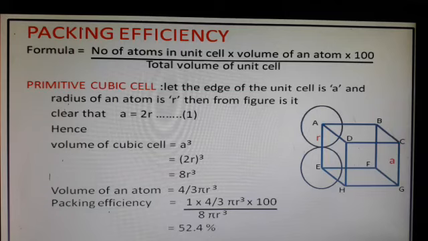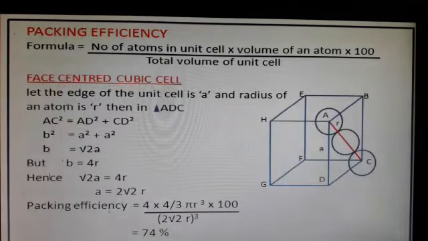It means 52.4% volume of the cube is occupied by atoms in primitive cubic cell. So here the key point is packing efficiency of simple cubic cell or primitive cubic cell, it is 52.4. Let's calculate packing efficiency in face centered cubic cell. Formula is same. Let's first see this cube.